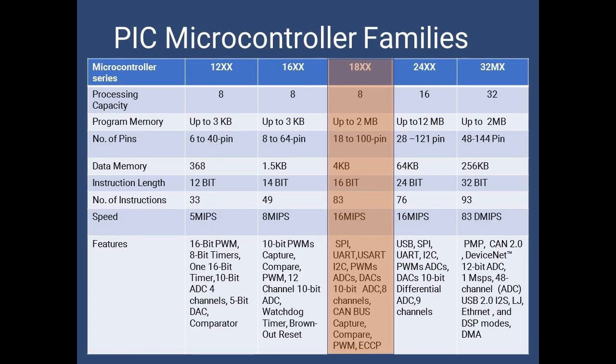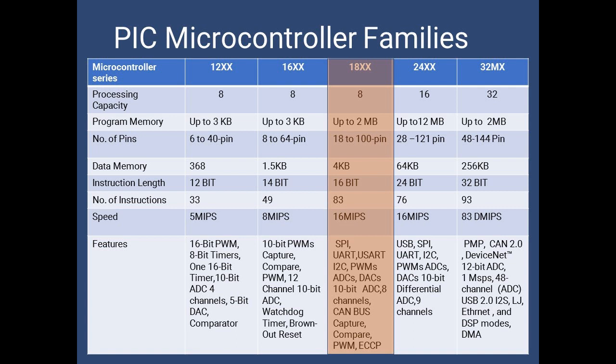Here in this table, you can see the comparison between all the different family members. As you know, PIC 12, PIC 16 and PIC 18 all have a processing capability of 8 bits, whereas PIC 24 has a processing capability of 16-bit, and for PIC 32, I have taken the MX series, which has a processing capability of 32-bit. Depending upon the version, we get different amounts of program memory on chip. In the case of the 12XX series, we get up to 3 KB of program memory. In the case of the 16 series, we get 3 KB of memory size.